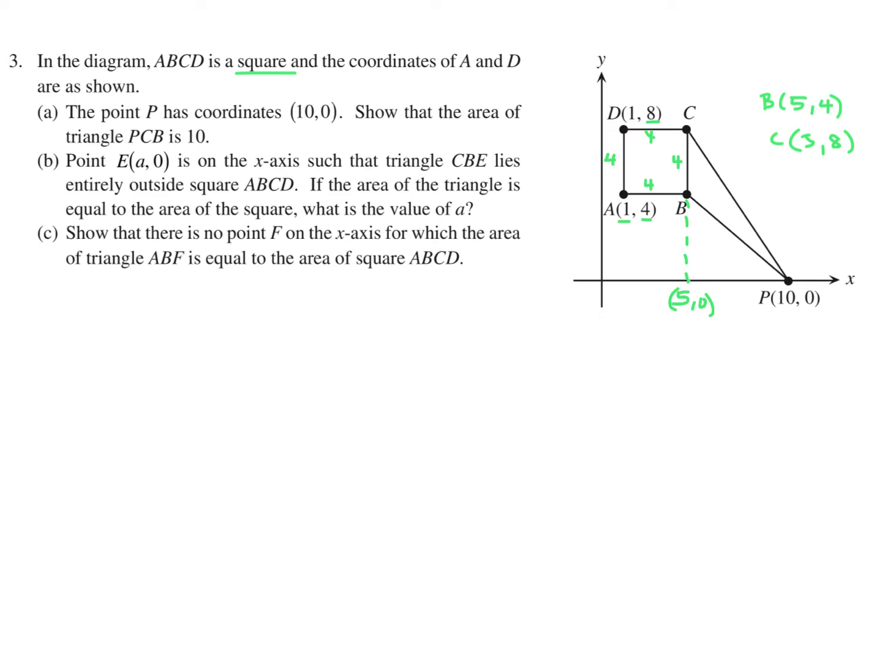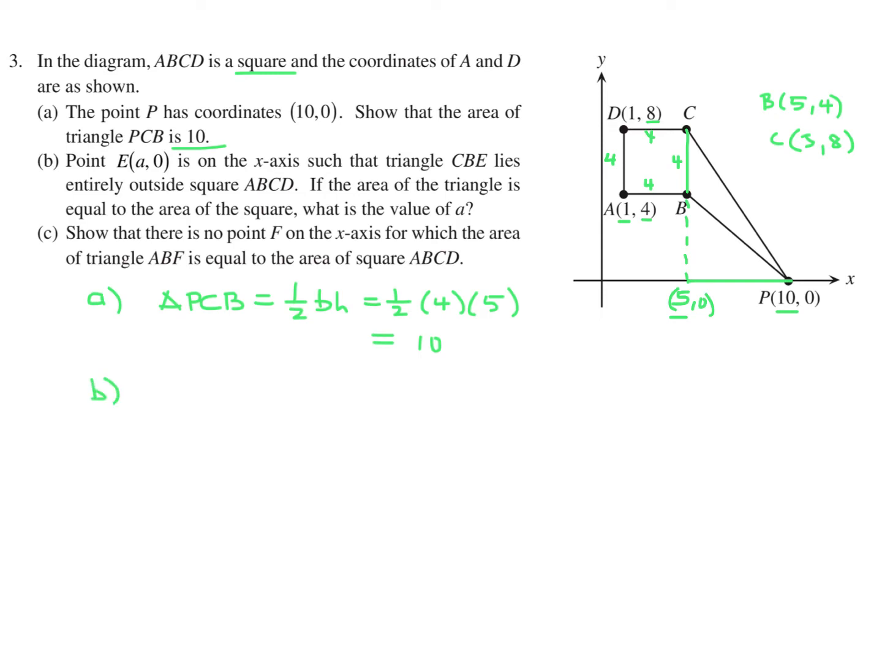So the area of triangle PCB, that's 1/2 base times height. We can use this as the base, and we can use this as the height. So the base is obviously 4. That's just CB. And the height is going to be from this 5 to this 10. So that's 5. And there you go. So this looks like 10. So that's exactly what they wanted. They just wanted you to show that. All right, so that's part A. Let's go to part B.